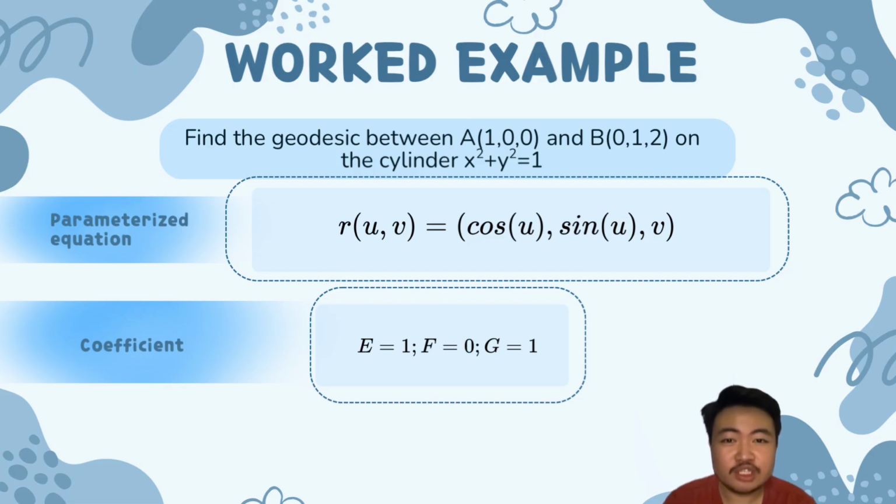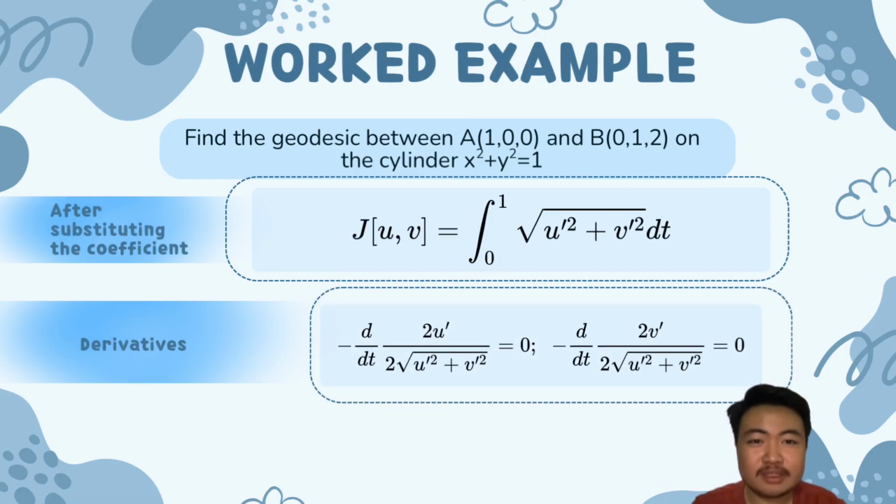We need to find the geodesic between point A, (1, 0, 0), and point B, (0, 1, 2), on a cylinder x squared plus y squared equal to 1. First, we must create a parameterized equation for this surface. Using cylindrical coordinates, we let x equal cos u, y equal sin u, and z equal v. Next, we find our coefficients. By taking the partial derivatives of our position vector and calculating the dot products, we find that E equals 1, F equals 0, and G equals 1.